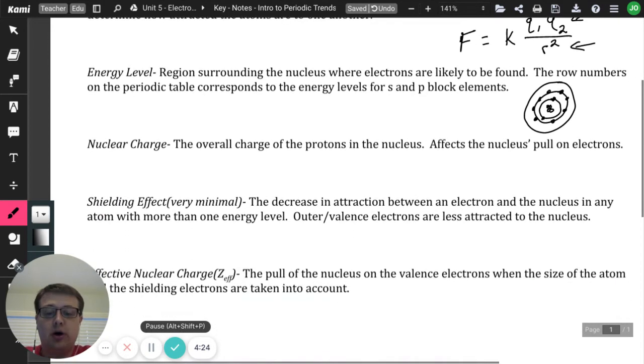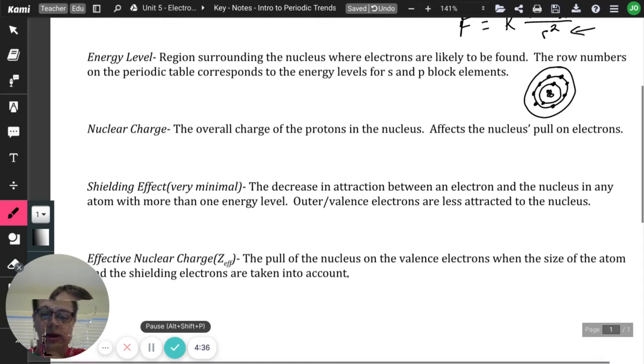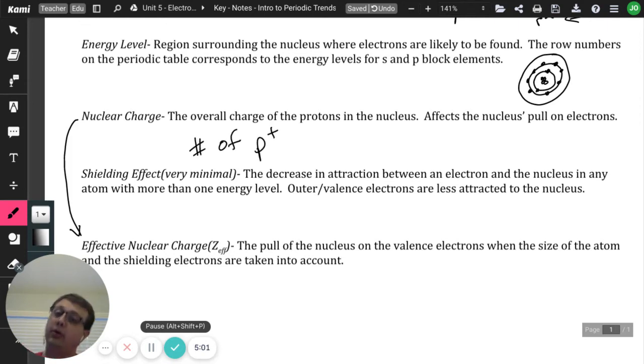Next, nuclear charge. Now, nuclear charge is essentially based off of the number of protons in the nucleus. The greater the number of protons, the more nuclear charge you have, the more pull from the nucleus. A lot of times when we're referring to nuclear charge, we'll be talking about effective nuclear charge. But nuclear charge in general is just the charge of the protons in the nucleus, okay? And so that's going to affect how much it's pulling on those electrons that are orbiting in the electron cloud. Essentially, this is the number of protons, because remember, your protons all have a charge of 1.